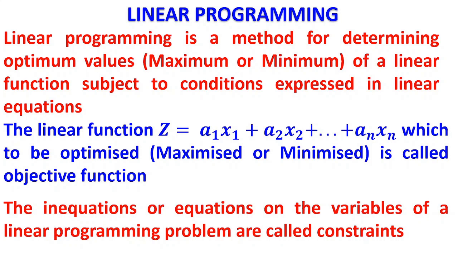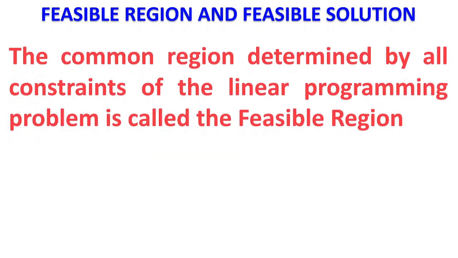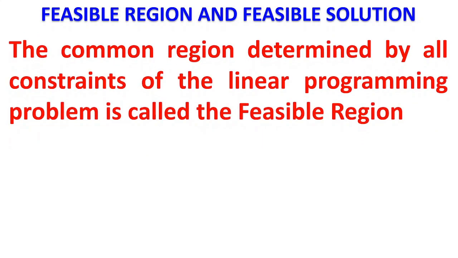Therefore, the objective function plus the constraints put together form a linear programming problem. We are going to solve the objective function based on the given constraints. Let us see what we mean by feasible region. A common region determined by all the constraints of the linear programming problem is called the feasible region. A problem may have 2 constraints, 3 constraints or 4 constraints. We are going to get a common region.